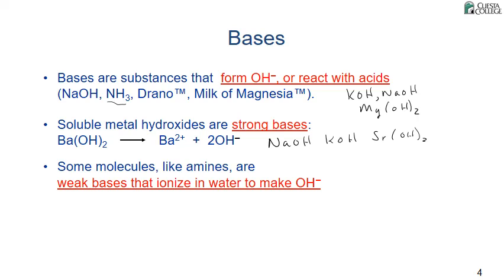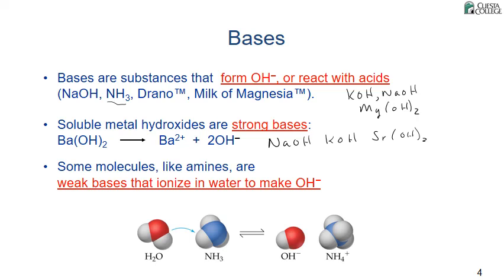Some molecules, like amines, are weak bases. They're kind of like weak acids in that they ionize in water to make ions, but they don't do it to a complete 100% reaction. So the weak bases ionize in water to make OH-. Here's an example. Ammonia is a weak base.